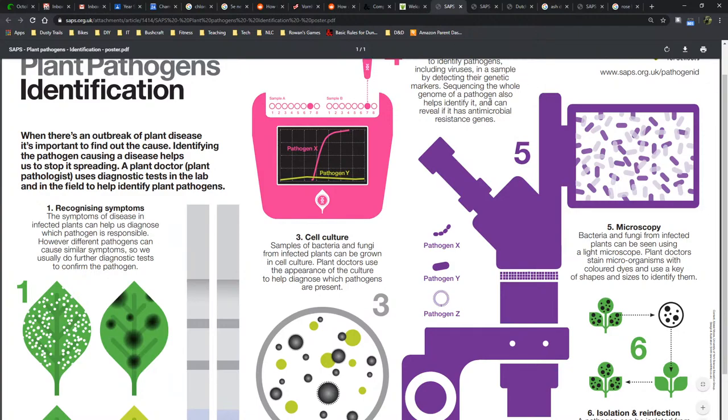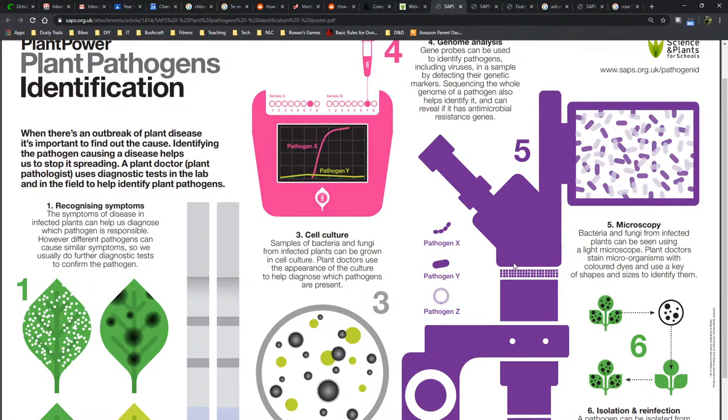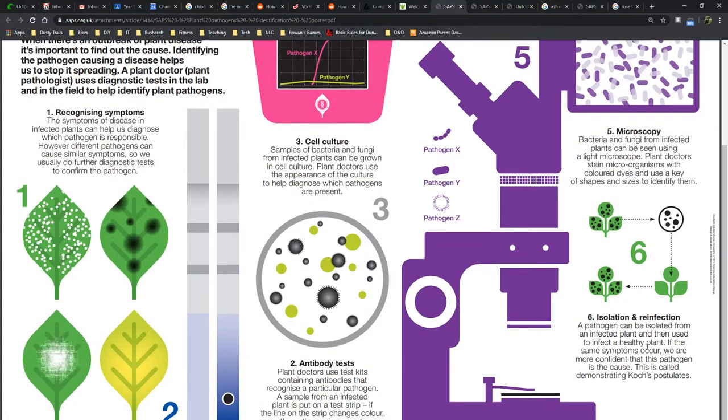Going on to the next step, then, we're looking at genomes. If we can't identify with a microscope, or maybe we're looking at things like viruses, then what we maybe want to do is start doing DNA testing. So we can run it through a process called electrophoresis, and we can identify and match the DNA sequence to databases of known sequences. So we can try and identify it, and at that point we can try and do something to actually cure it. The antibody tests down here, you'll notice, are generally based on the monoclonal antibodies that we looked at last time round.